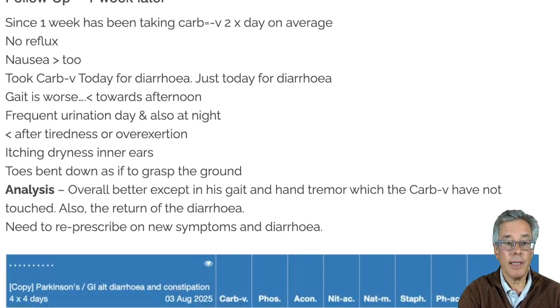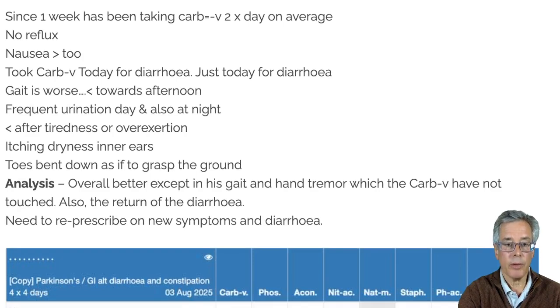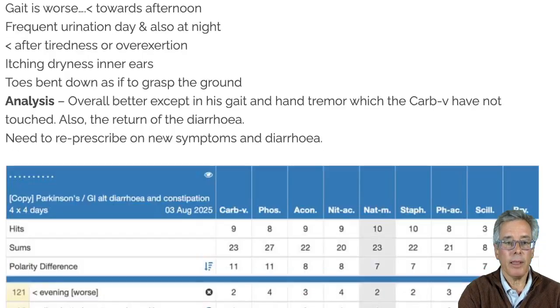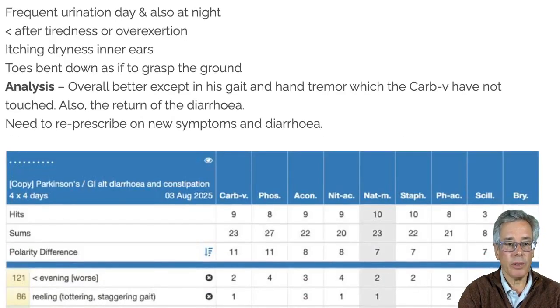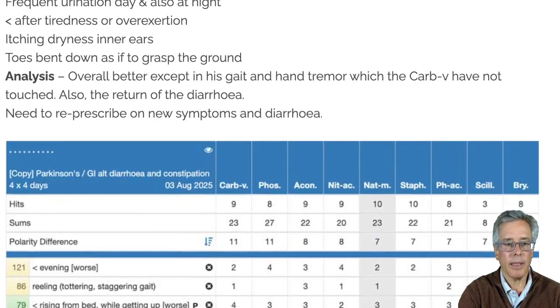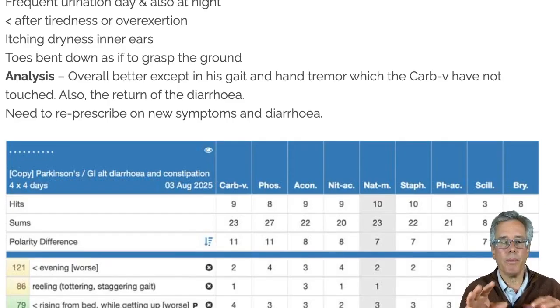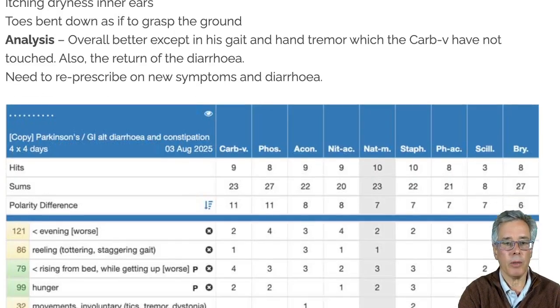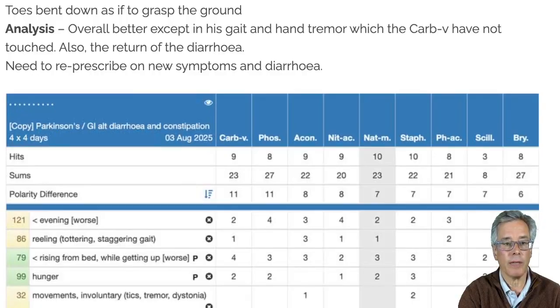So overall, his gait is worse. It's much worse towards the afternoon. Frequent urination, day and night. So that also hasn't improved. He's very tired after exertion. He has an itching, dryness in his ears. And his toes, when he walks, bend and claw the ground. And that may be common to Parkinson's, yes, but it may not be common to the remedy that we would choose. Carbo-veg did not have that.